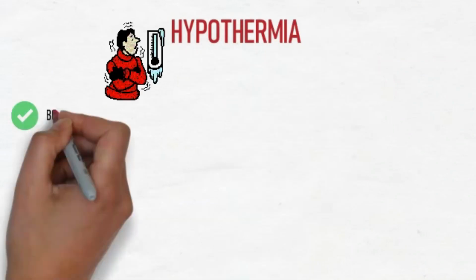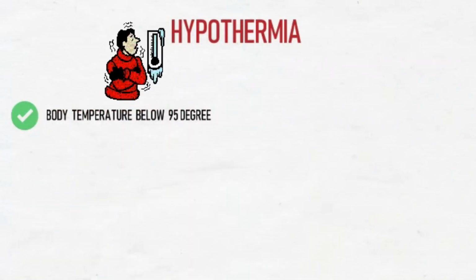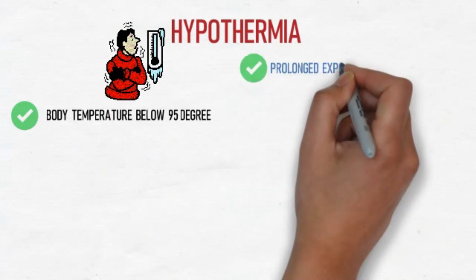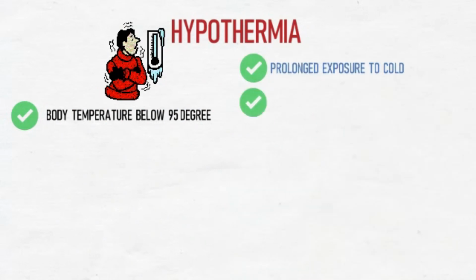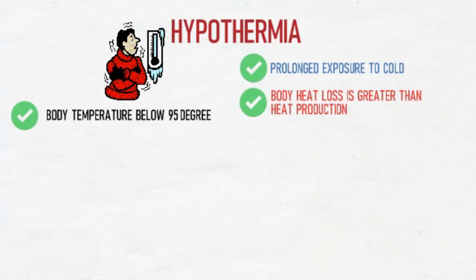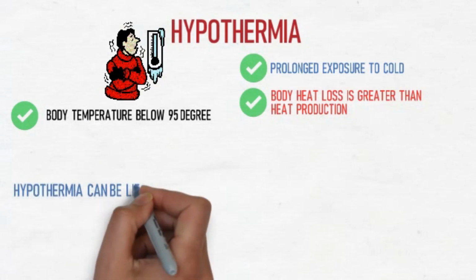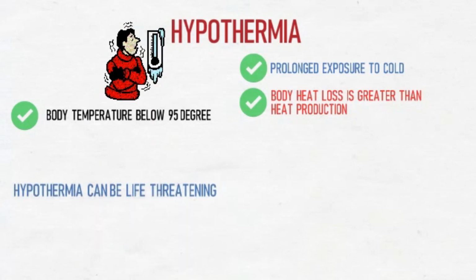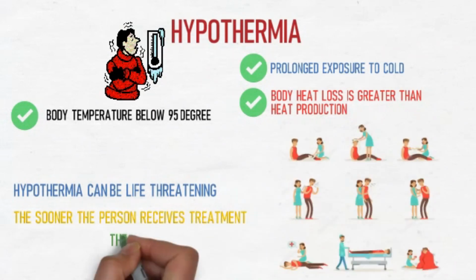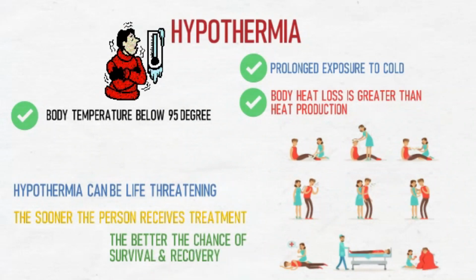Hypothermia is the lowering of the body temperature below 95 degrees. This results from prolonged exposure to cold when the body's heat loss is greater than its heat production. Hypothermia can be life-threatening, and as in the case of frostbite, the sooner the affected person receives treatment, the better the chances for survival and recovery.